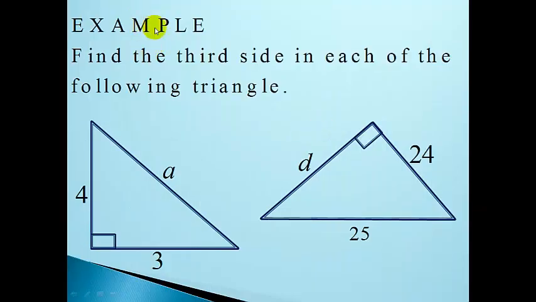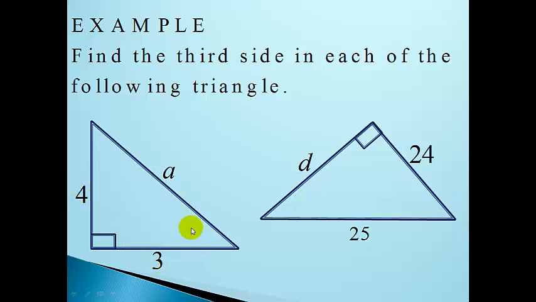Now let's look at this example and see how best we can solve this problem using the Pythagoras theorem. Example: find the third side in each of the following triangles. When we consider the first triangle, we can see that we are given two sides. Now look at where we have our 90 degrees angle. The side opposite to the 90 degrees angle is the longest side, called the hypotenuse. It means that the other two sides are 4 and 3.